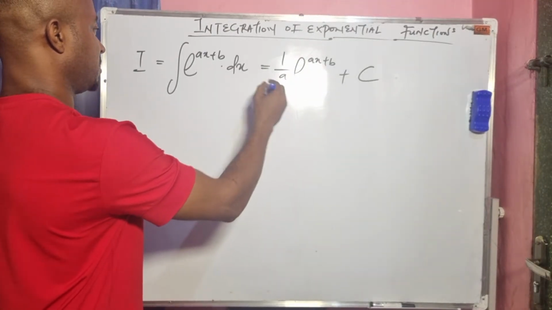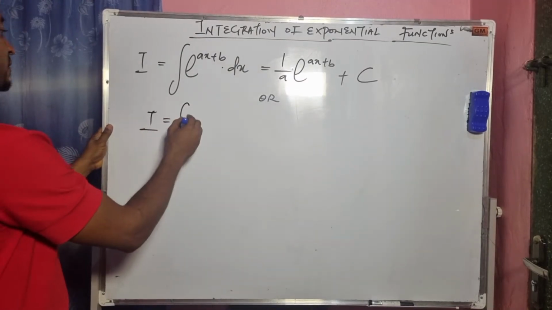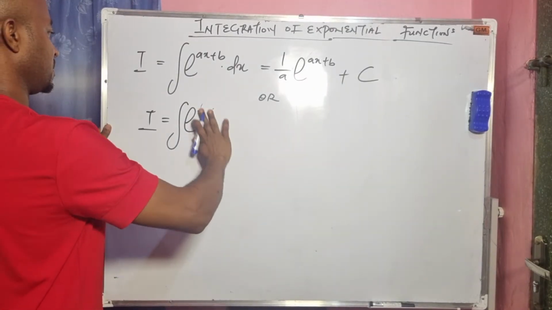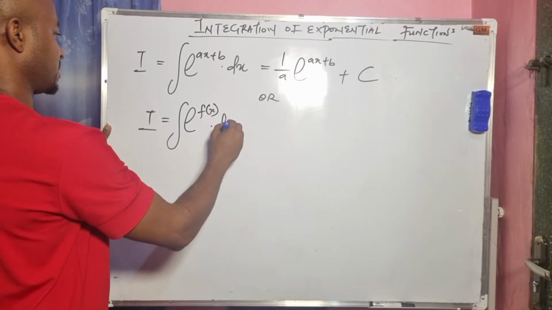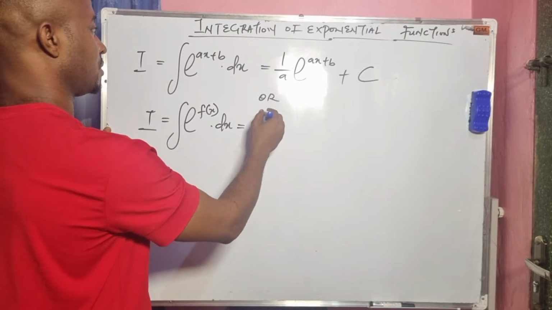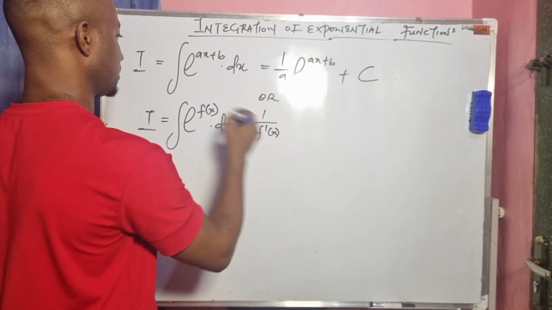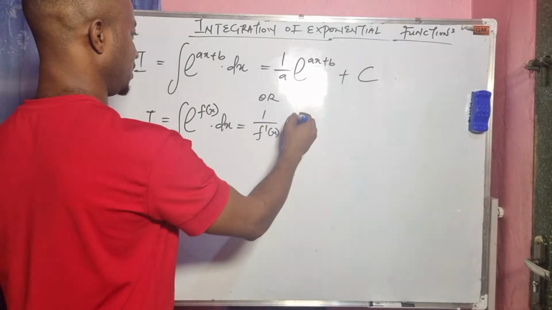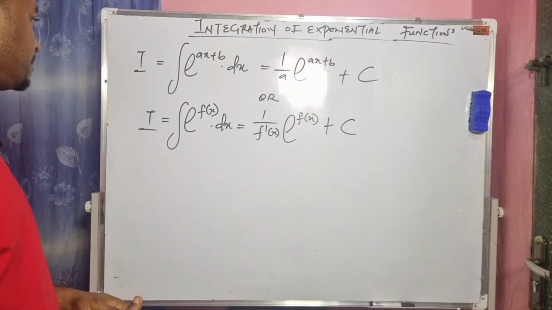Or a better way of putting this is that if we have an integral of exponential f of x dx, this becomes 1 over f prime of x, exponential the original function plus c. Please take note.